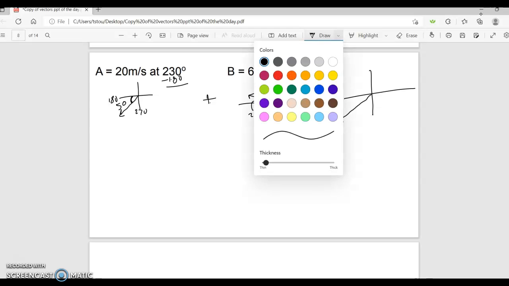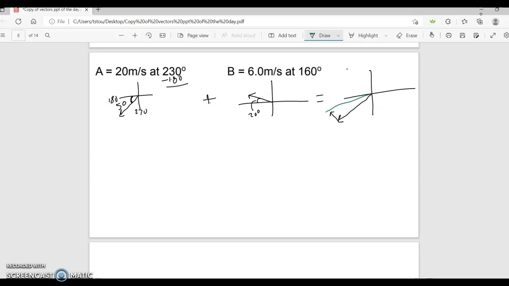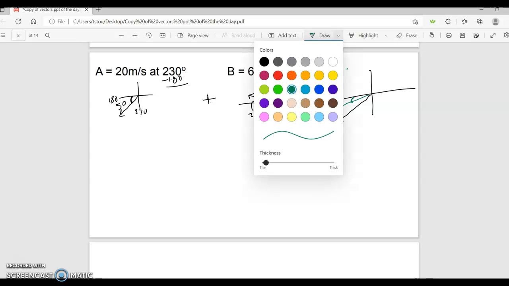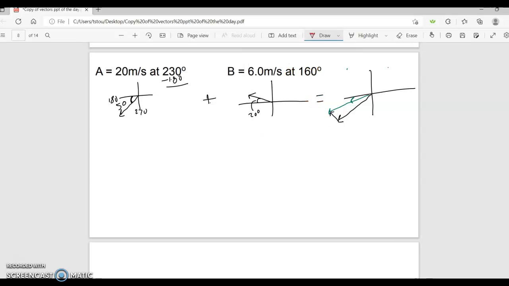Something like that. So this is my resultant vector right here. That's what I want to find, that green thing. Oh, I shouldn't go that long. Sorry. Just go to here. All right. So really I'm trying to find this angle right here, and then the length of the green. That's my whole goal.